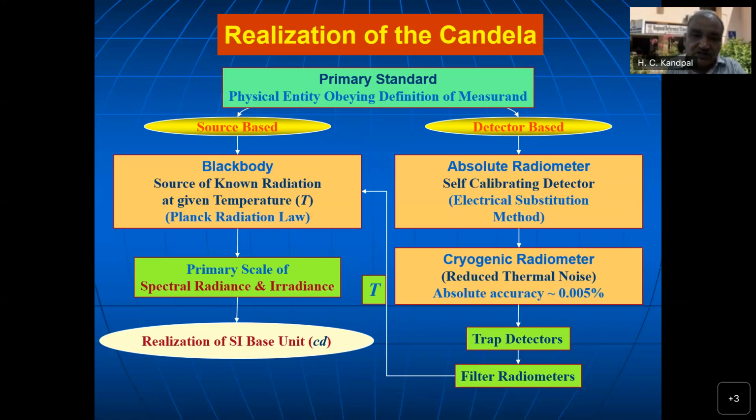So there are two schools of thought. One is source-based standard, and the other one is detector-based standard. And since intercomparison is very handy and can be done very easily, the detector-based photometry is being preferred.